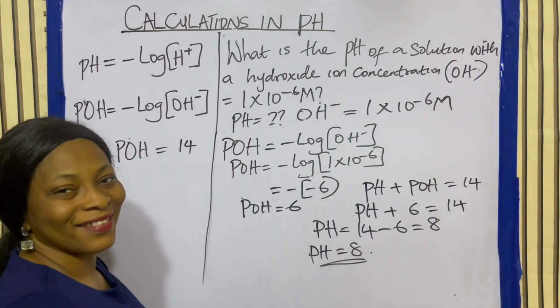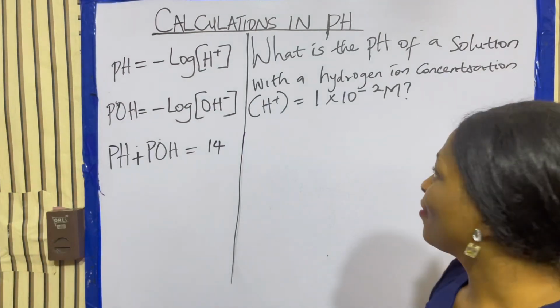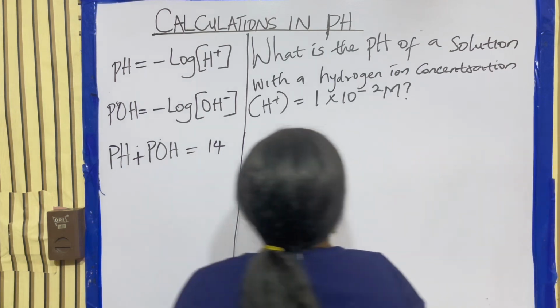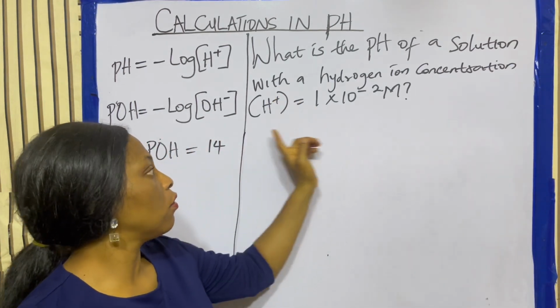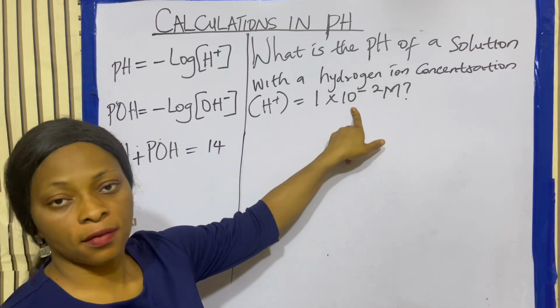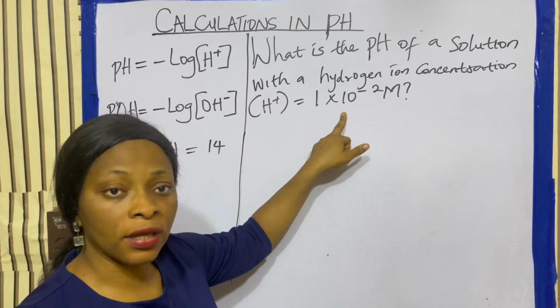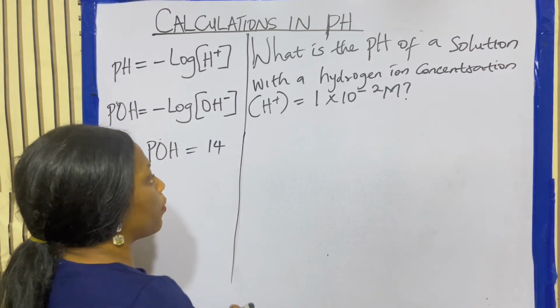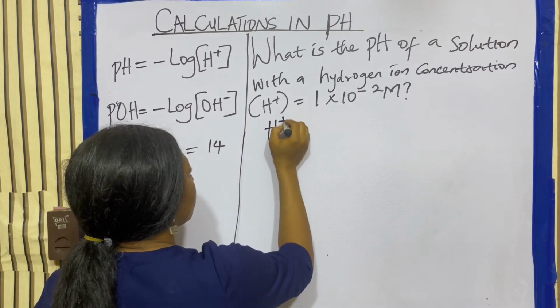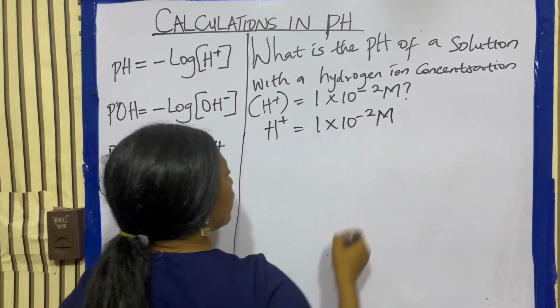Answer. Isn't that simple? Let's look at another question. What is the pH of a solution with this hydrogen ion concentration? In this question, the hydrogen concentration is this. Are we together? Let's write out our parameters. The hydrogen ion concentration is 1 times 10 raised to power minus 2 molarity.